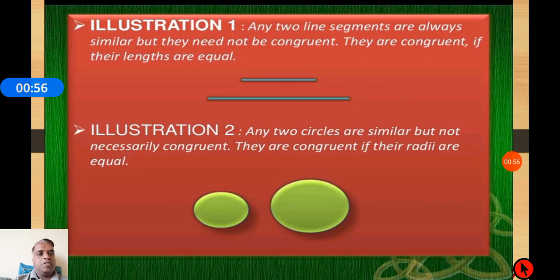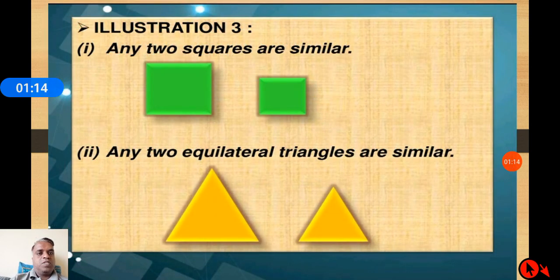See here, illustration 1. Two sides are there, one is small, another one is big, both are similar. See here, two circles are there, one is small, another one is big, both are similar, not congruent. Two squares are there, one is big, another one is small. Two triangles are there, one is big, another one is small, both are similar, not congruent.